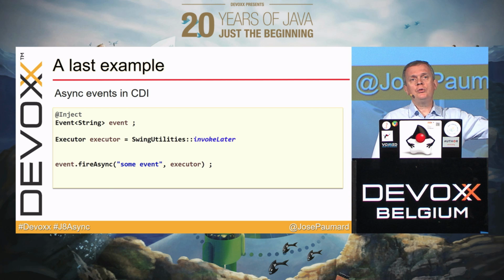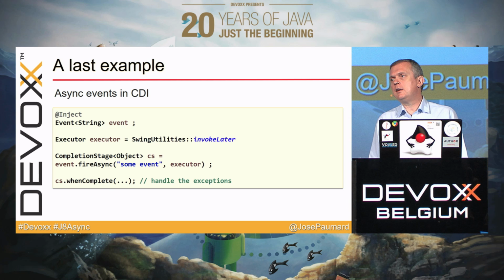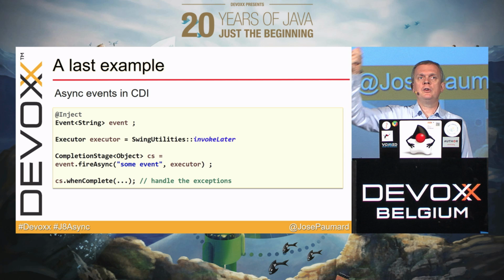Now, the nice thing is this fireAsync method returns an object, which is a completion stage. Why did we do that? It's because of the handling of exceptions. If you have an exception in the current thread, in this event observer pattern, it will probably do some bad things to the main thread since the thread of the observers is the same as the fire thread.